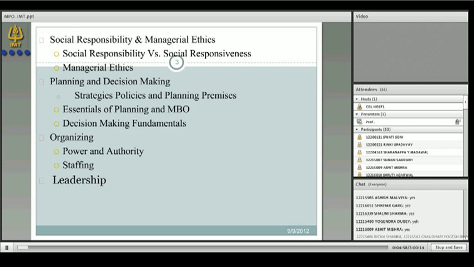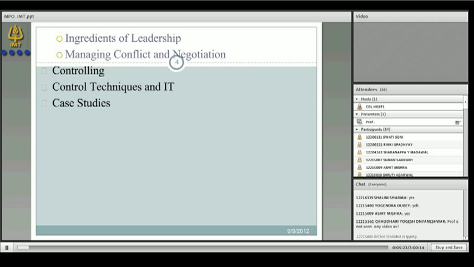This is the complete syllabus we would be touching upon in the next 4 sessions. Then you have social responsibility versus social responsiveness, managerial ethics, planning and decision making, strategies, policies and planning premises, essentials of planning and MBO, decision making fundamentals, organizing, power and authority, staffing, leadership, ingredients of leadership, managing conflict and negotiation, control techniques and IT, and then we'd be looking at some case studies also.